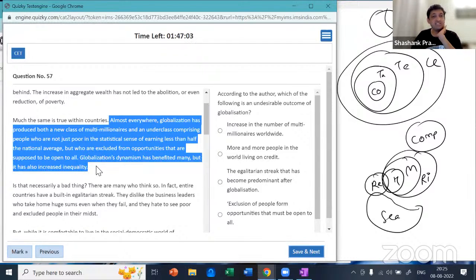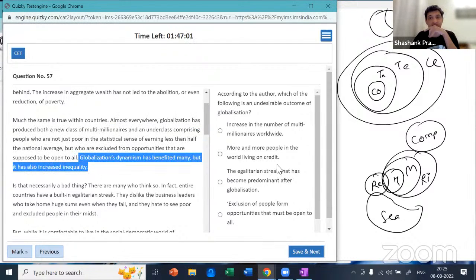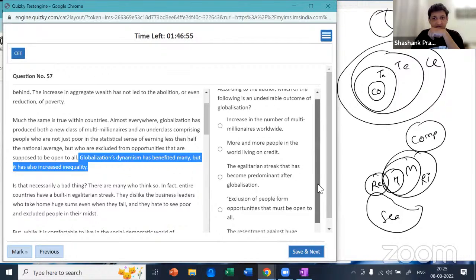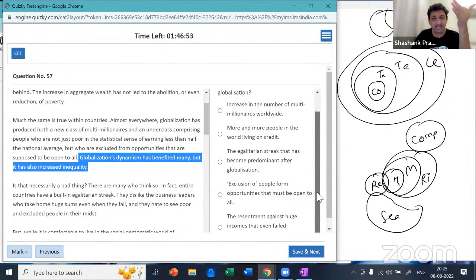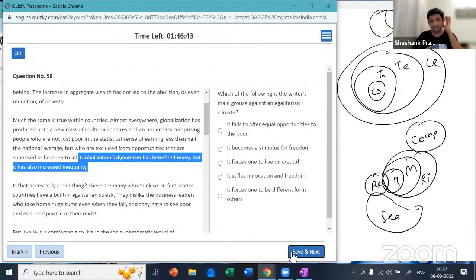Yeah, dynamism has benefited many, but it has also increased the number of multimillionaires, more than people in the world living on credit. No. Egalitarian streak that has become prominent after globalization? Don't think so. Exclusion of people from opportunities that must be open to all. I think this is the one. Yeah, this is the one. Correct.